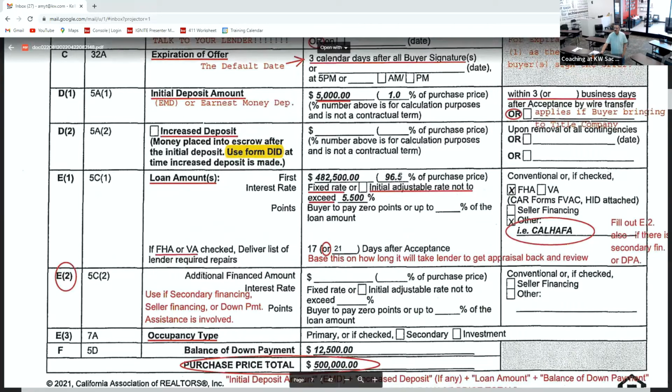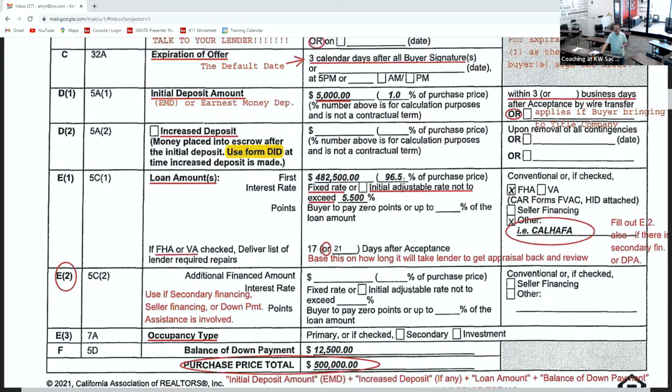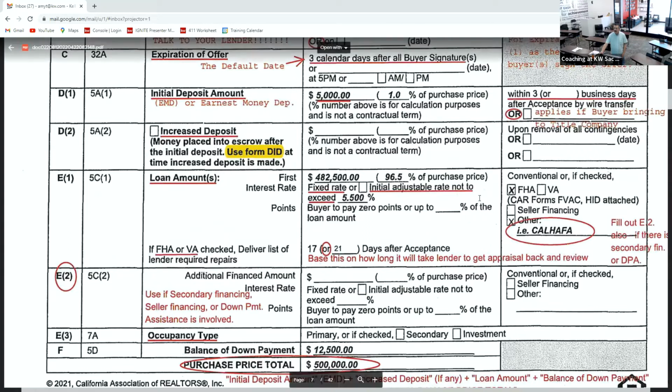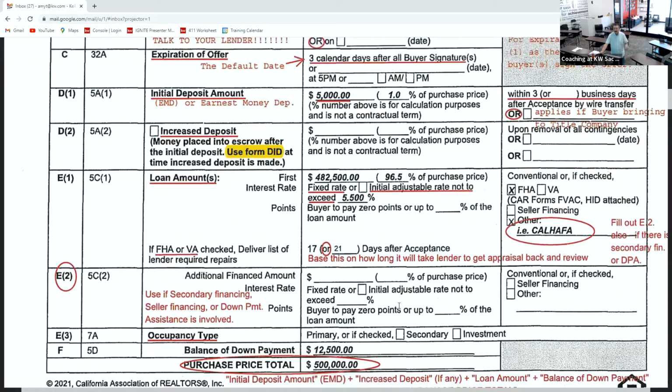FHA, you have to put down basically 3.5%. You can get 96.5% financing on the FHA 203B loans. In this particular case, I also checked over here, they're getting CalHAPA financing. So in the event that there is other financing, you want to fill out this next section and fill that information in here so that it's fully disclosed to the seller.